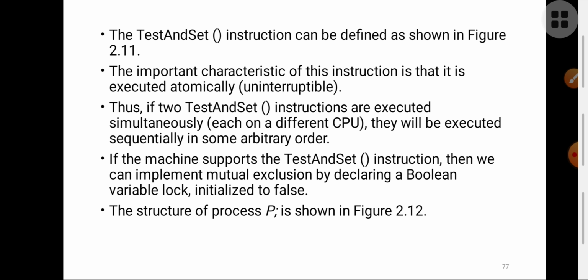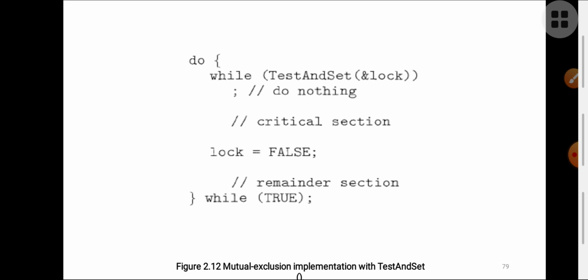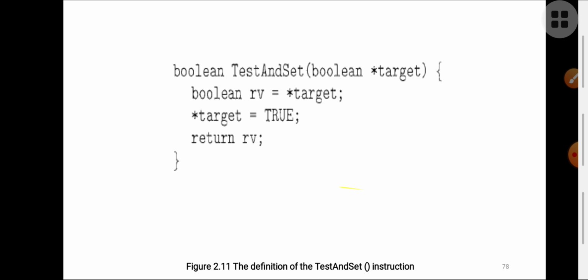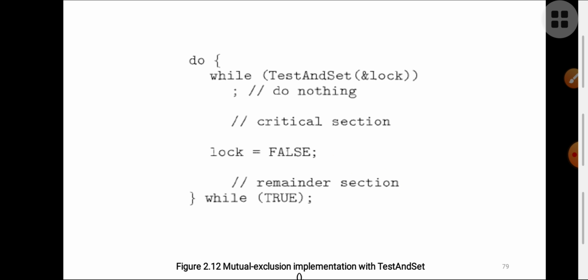If the machine supports the test and set instruction, then we can implement mutual exclusion by declaring a boolean variable lock, which is initialized to false. The structure of a process P is shown in this figure, figure 2.12. Here we implement mutual exclusion with the test and set instruction. Do while test and set ampersand lock, do nothing, and then execute the critical section. Once the process has executed the critical section and wants to come out of it, lock is set to false. Then it continues the execution of the remainder section, while true.